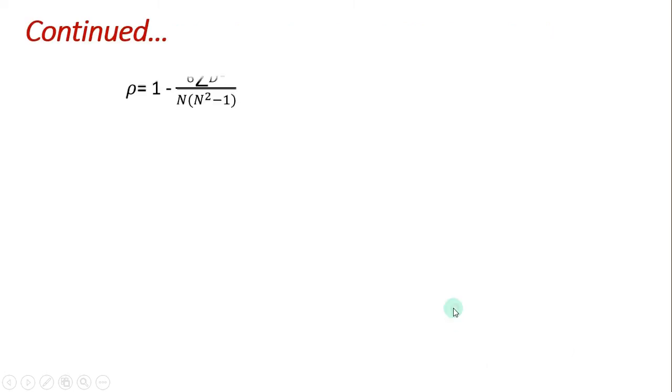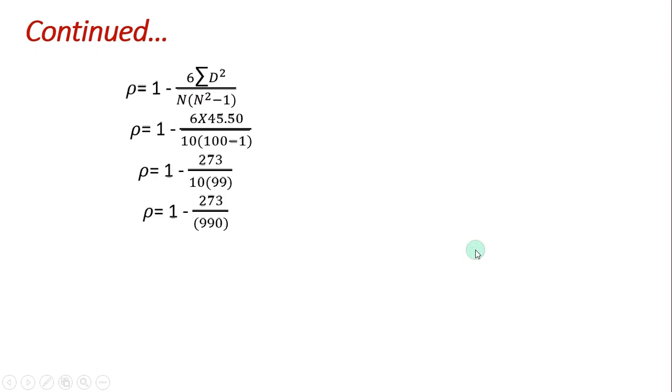Now use the formula. Rho is equal to 1 minus 6 into summation sigma d square by n into n square minus 1. Now substitute the values. If we substitute and simplify, we get rho is equal to 1 minus 0.275, that is rho is equal to 0.725.